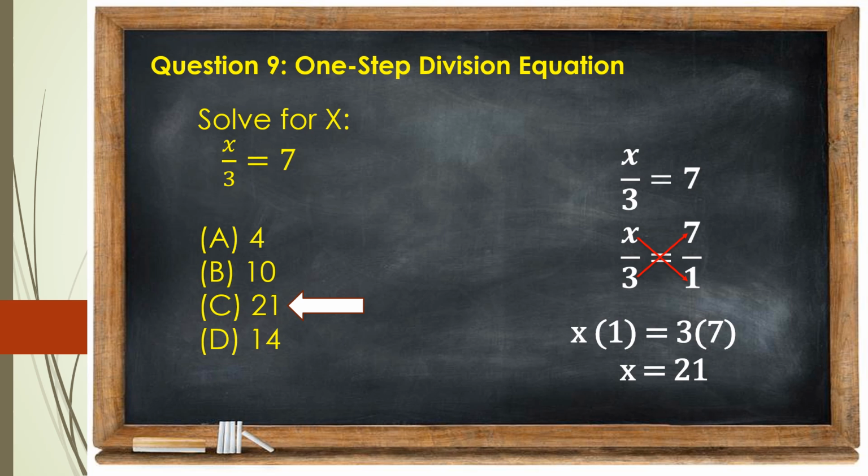This is also called cross multiplication. We multiply 7 times 3, which gives us 21. So x equals 21. Option A and B are traps for students who accidentally subtracted or added 3 to 7. Always multiply to clear a fraction base. Letter C is our winner.